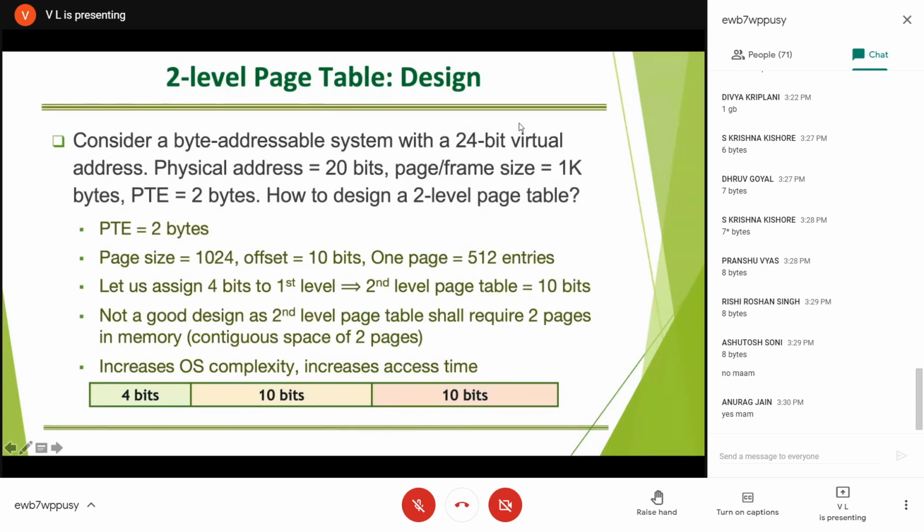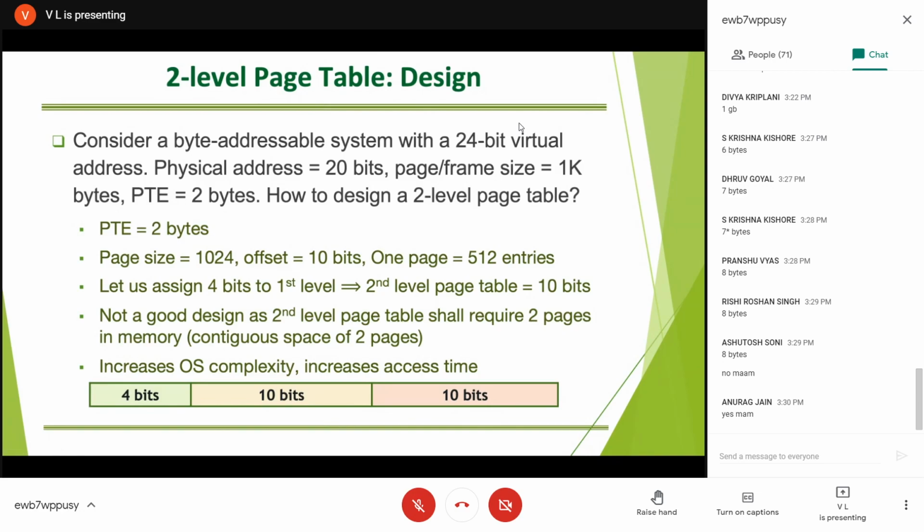Now if you look at this 10 bits, it means the number of entries that each page requires will be 2 raised to power 10. So it cannot be accommodated in a single page. You require 2 pages because one page can have only 512 entries. So now the second level page table will consist of 2 pages, and these 2 pages have to be contiguously allocated.